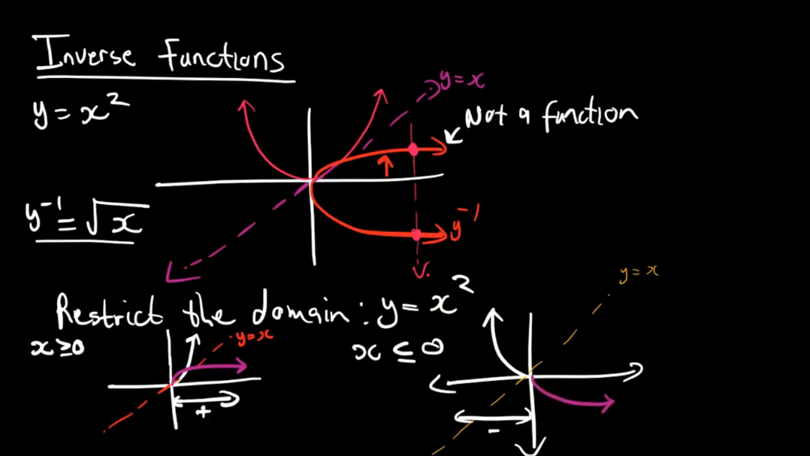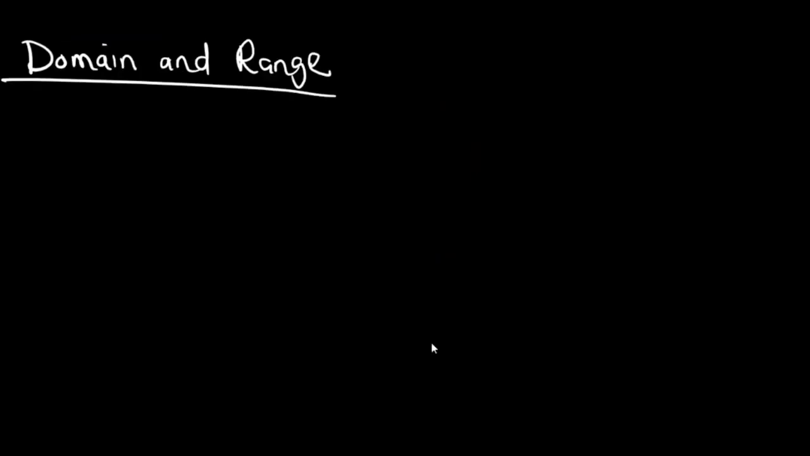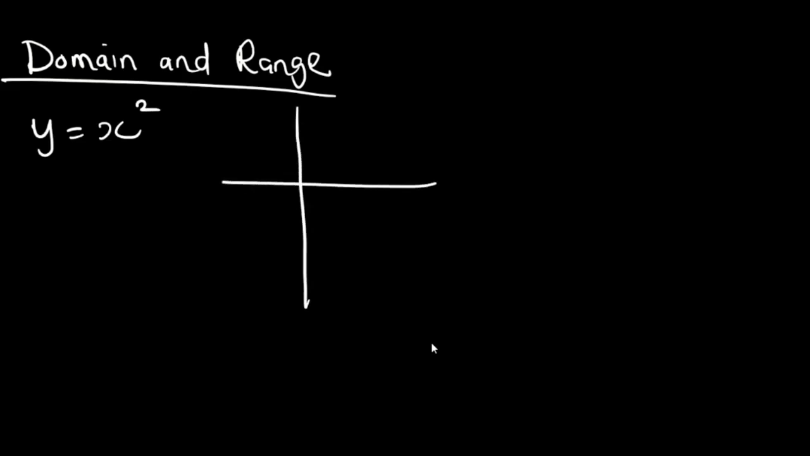Now your inverse is a function when x is greater than or equal to 0 or x is less than or equal to 0. Now we want to find the domain and range of the function. So let's say we have y is equal to x squared, which if we draw, it's going to look like this.